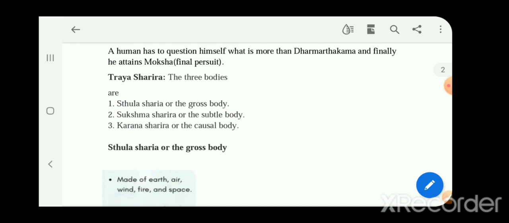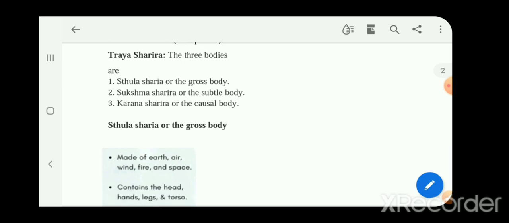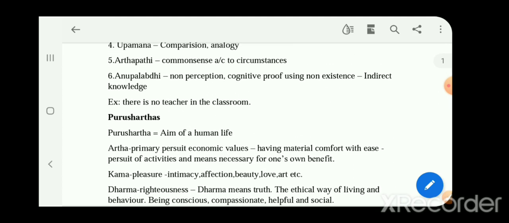A human has to question himself what is beyond the dharma purushartha, kama purushartha, and artha purushartha. Beyond all these purusharthas, what is beyond these things? That question one has to get. Then only he will go in a karma yoga attitude, and finally he attains moksha, which is liberation, freedom from the bondage of samsara. So this is about the purushartha.